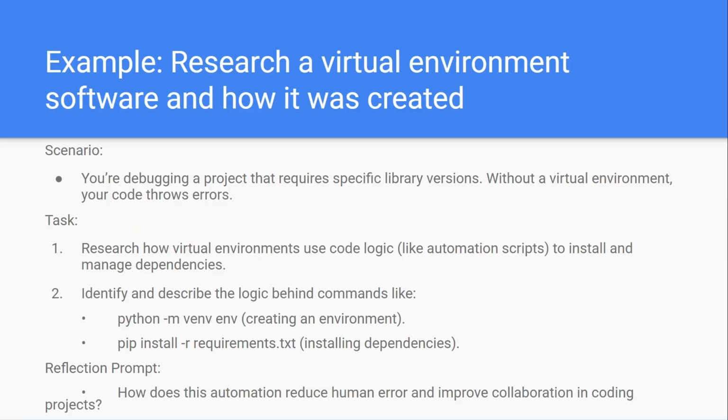Imagine you're in a scenario where your project needs specific versions of certain libraries. Without a virtual environment, the code may produce errors. Virtual environments use commands and automation to create environments and install dependencies. For example, python -m venv creates a Python virtual environment. The command pip install -r requirements.txt installs the dependencies listed inside a requirements file. Think about how this automation can reduce human error and improve collaboration between programmers.